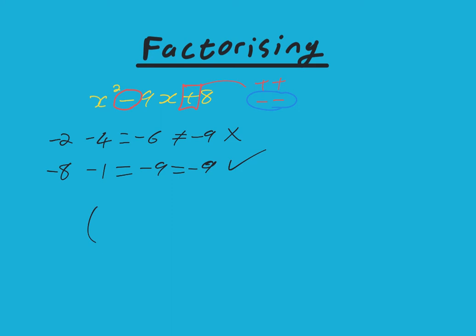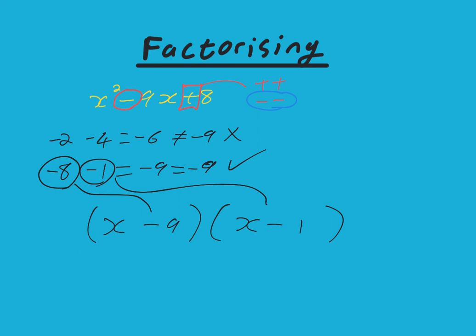Right, so we use our brackets. We put x in the front, and we put minus 9 here, and minus 1 here. Note that we could change the order of these brackets and it would be the same thing. We could write x minus 1, x minus 9, and it wouldn't really matter.